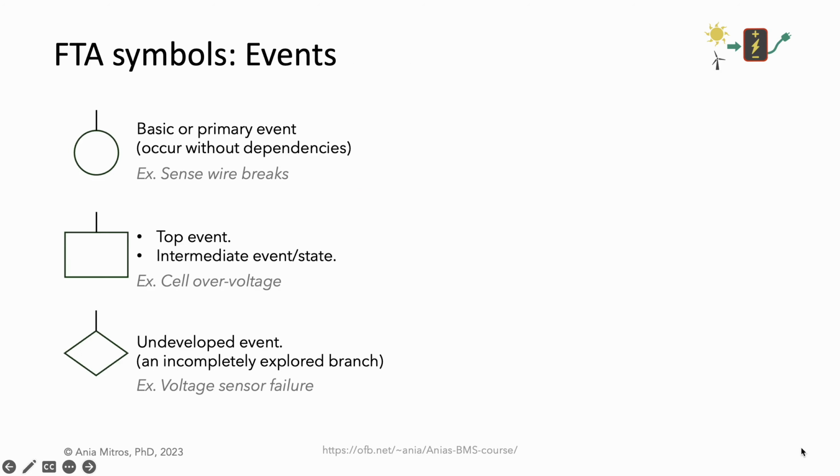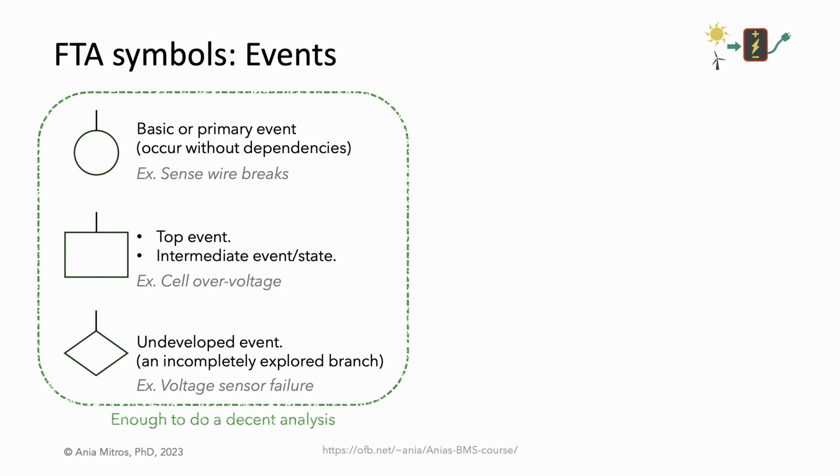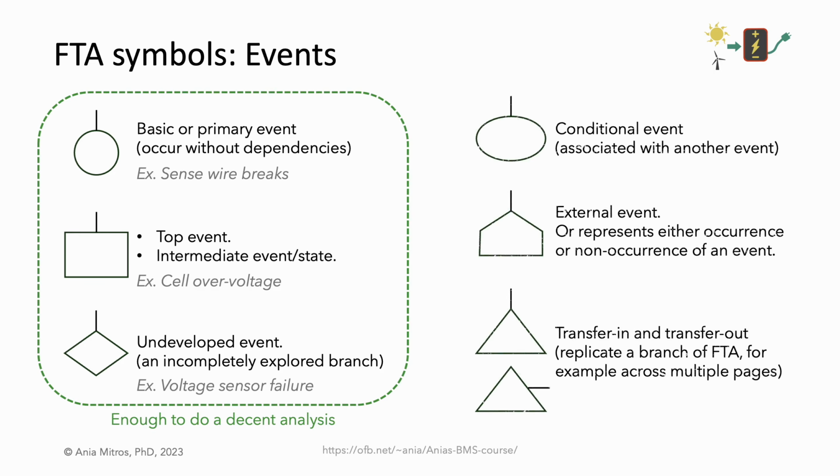There are standard symbols used to represent FTA events. A basic or primary event is represented by a circle. A rectangle can have either of 2 meanings. It is used for the top event and also intermediate events or states. In a bit, we'll see an example of what that means. Diamonds represent undeveloped events. And again, an upcoming example will clarify what that means. These 3 are, in my opinion, enough to do a decent analysis. You may see other symbols in use or in more detailed tutorials, but we won't go into them in this introductory overview.